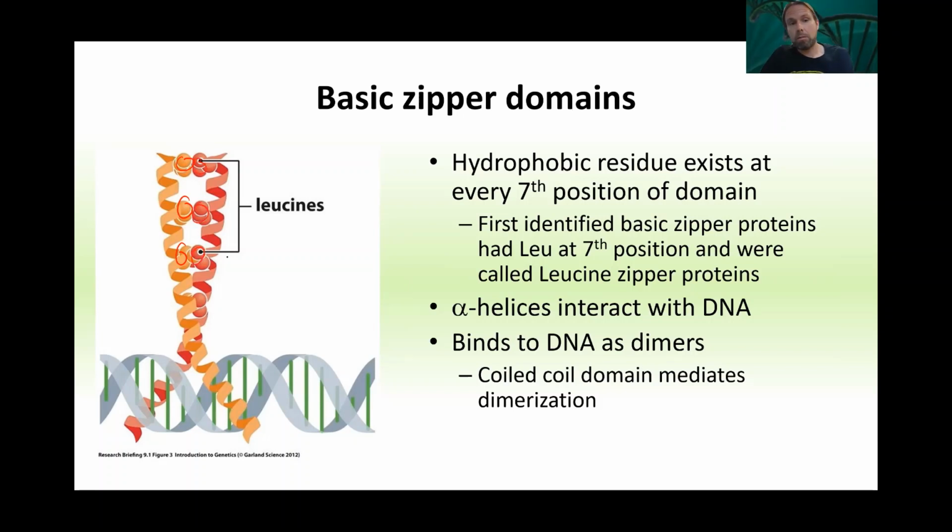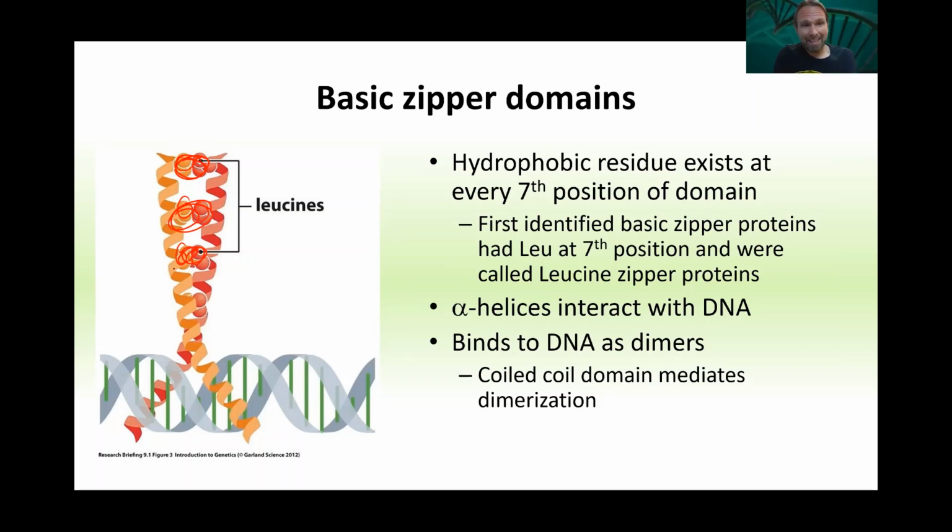Leucines are hydrophobic. So they, in the cytoplasm or the nucleoplasm, want to get away from the water. So they're going to form a hydrophobic interaction with each other to kind of give each other a hug, so that these leucines are kind of holding each other, keeping the water away from them. And that forms the two proteins to stick together and form a dimer.